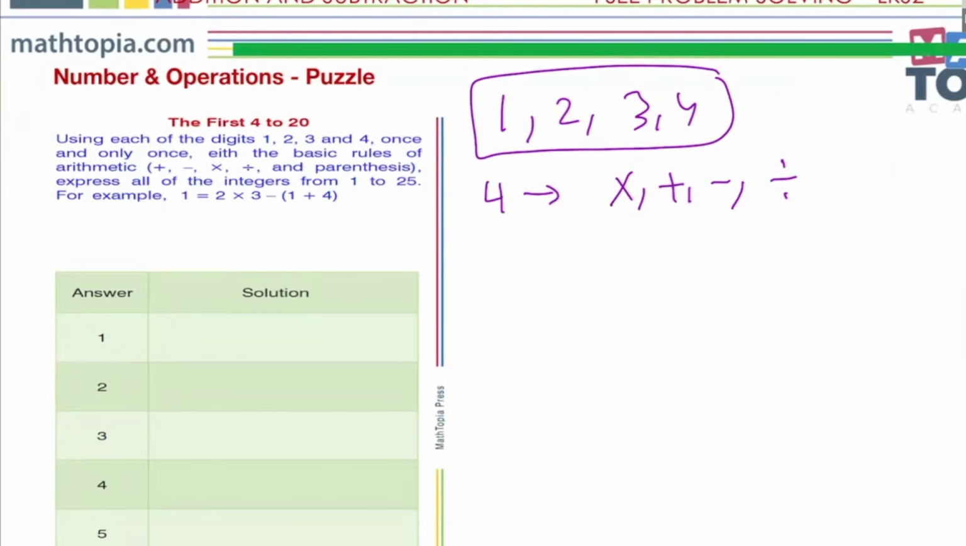Let me explain how we get, so 1. So how do you get 1? Okay, I can think of 1. What is 2 times 3? Do you know the 2 times 3?